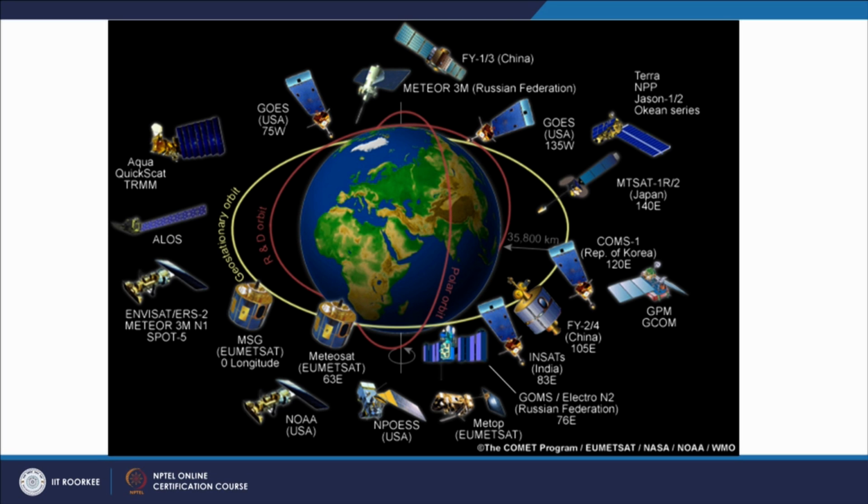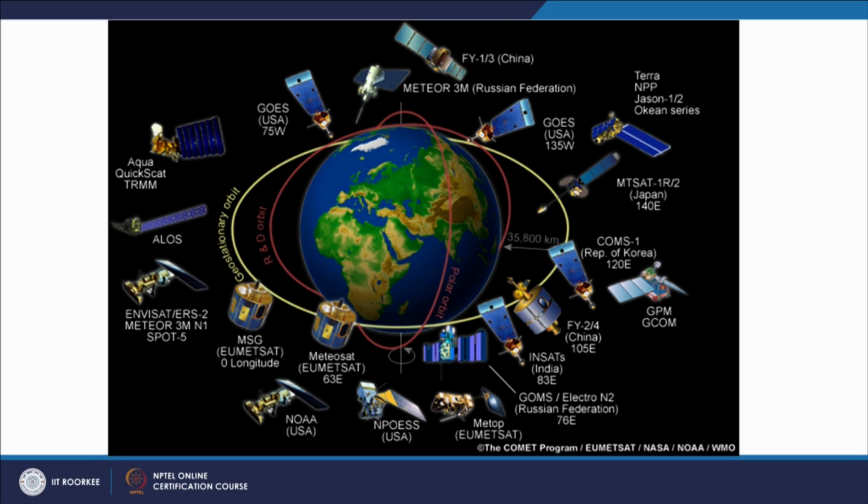These are the satellites which we use for remote sensing data acquisition. The most common ones are these, from where we are taking data. NOAA AVHRR is also an example of a polar orbiting satellite. These are the closest, and therefore you have very high resolution.